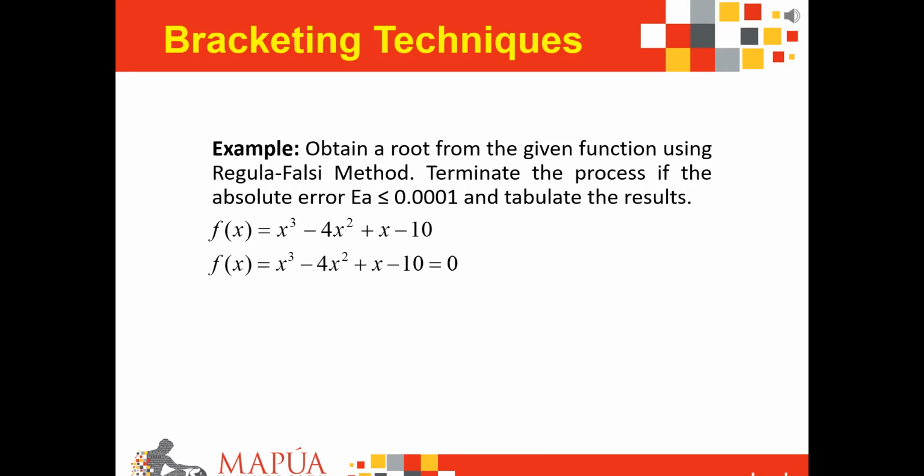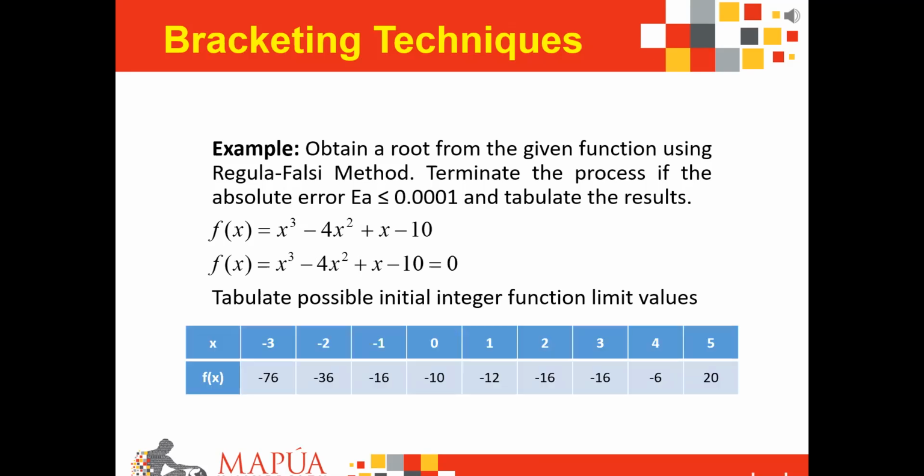We first equate your given function to 0 and then establish initial integer limit values for your x0 and x1 by tabulating possible initial integer values. Note that these integer values were simply substituted into your given function f(x), thus ending up with the following values. You would notice that the initial values stated here are the integer values closest to your root position, having an initial integer value that gives us a negative function and an initial integer value that gives us a positive function.